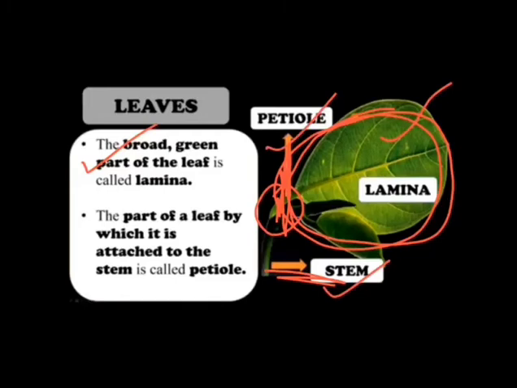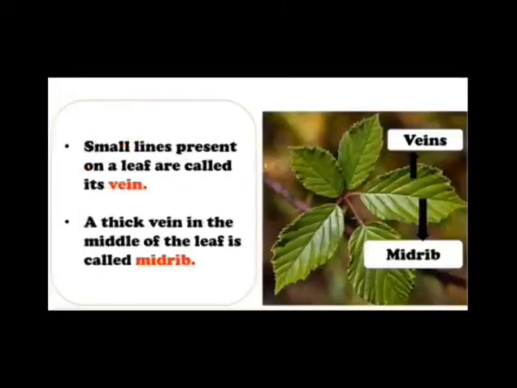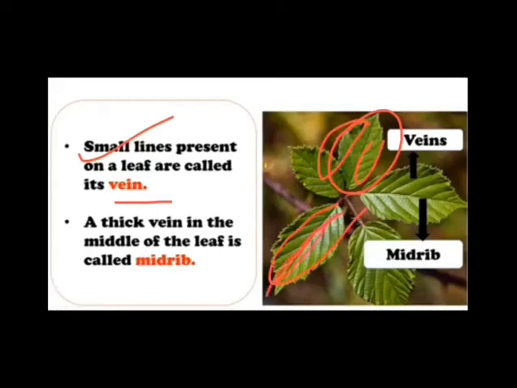And in leaves, so many small lines are present which are known as veins. So these are the small lines present on the leaf. These small lines are known as the veins of the leaves. Okay, and the thick vein in the middle of the leaf is known as the midrib. So this one is known as the midrib. All right, so these small lines are known as the veins, and the thick vein present in the middle of the leaf is known as the midrib.